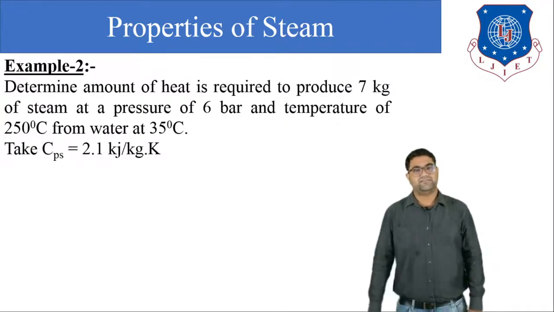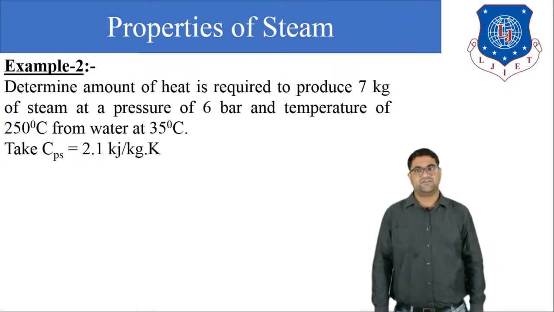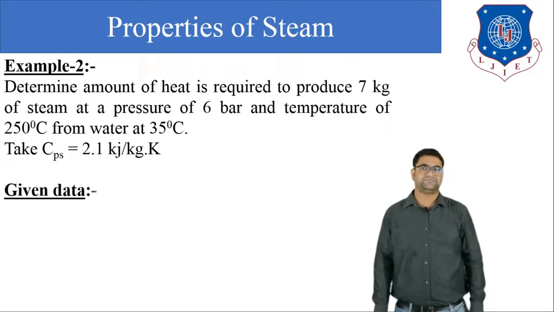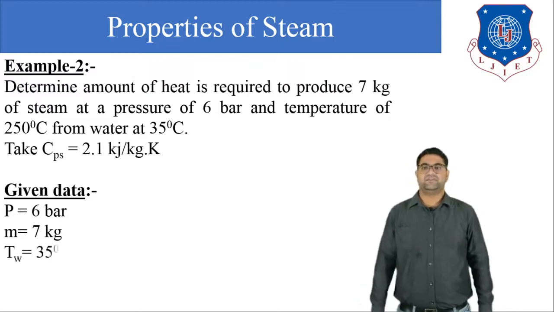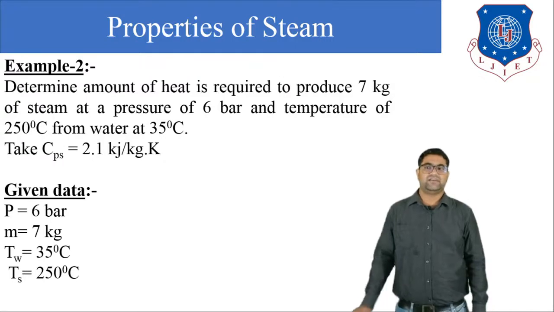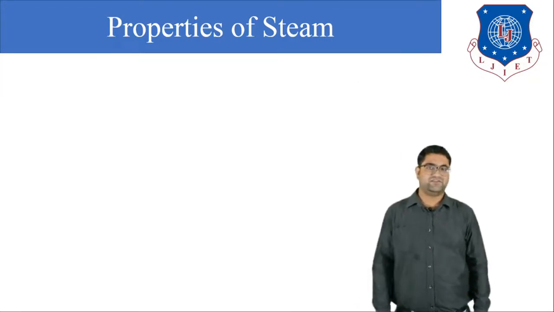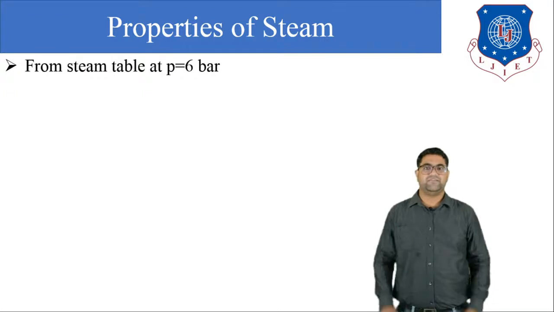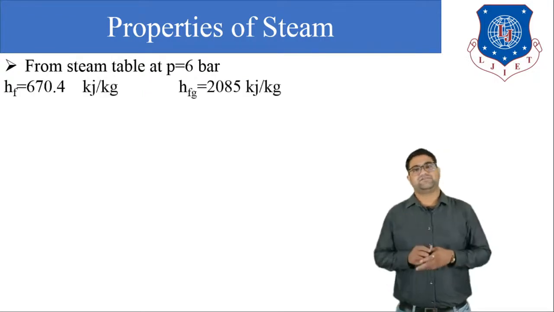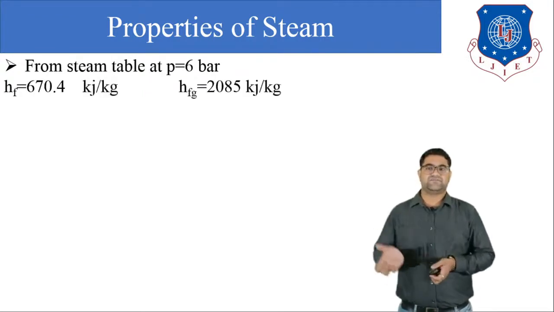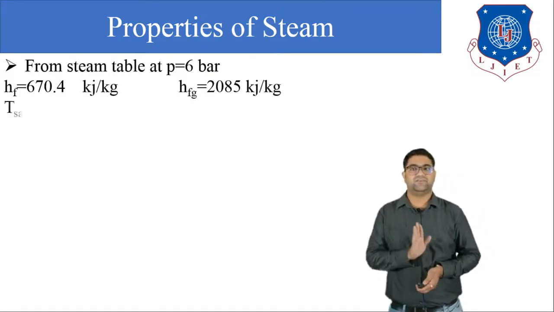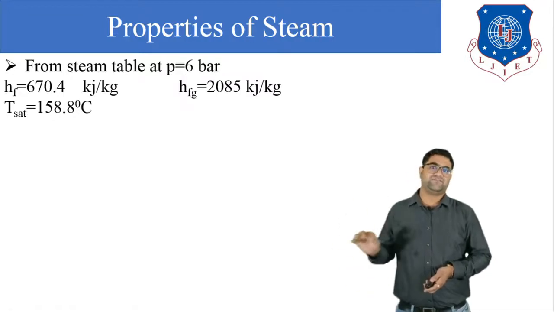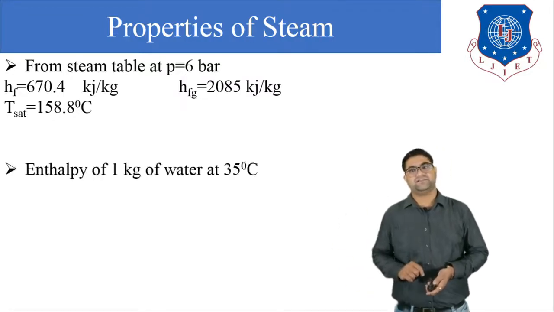So here the data is given. Take Cp equal to 2.1 kilojoule per kilogram Kelvin. Pressure is 6 bar, mass is 7 kilogram, TW, that is the given temperature of water, is 35 degrees Celsius, and temperature of steam is 250 degrees Celsius. With the help of the steam table, at P equal to 6 bar, Hf is equal to 670.4, Hfg is 2085 kilojoule per kilogram, and T saturated is 158.8 degrees Celsius.